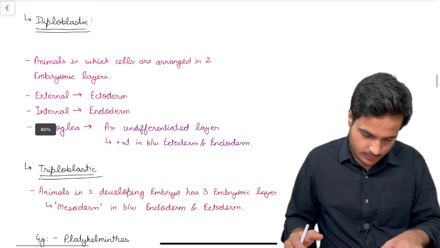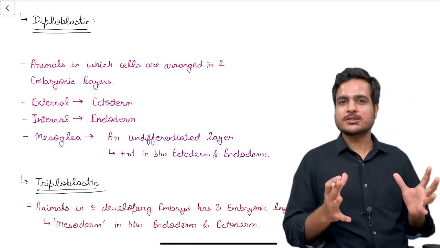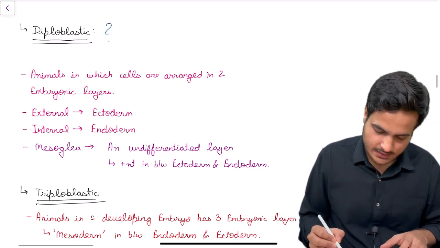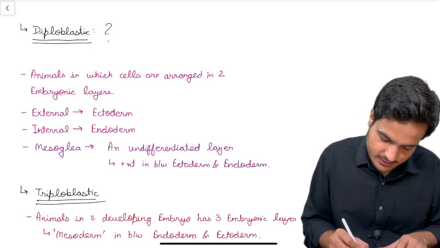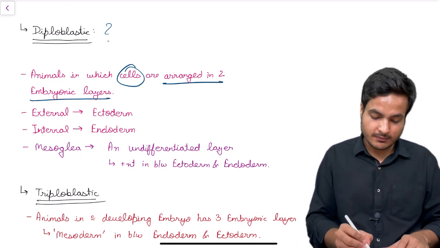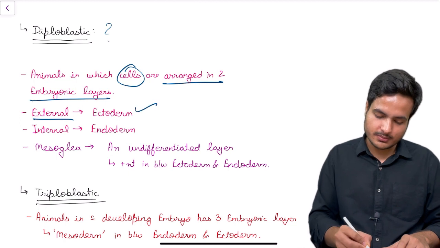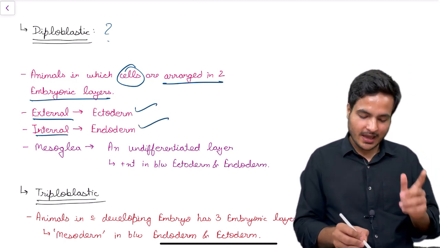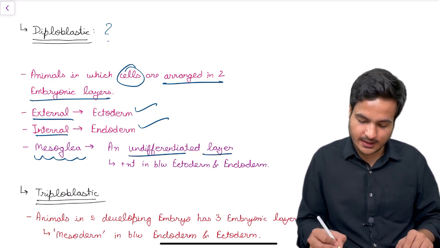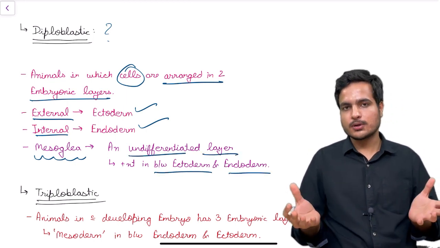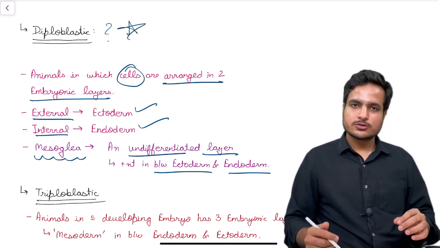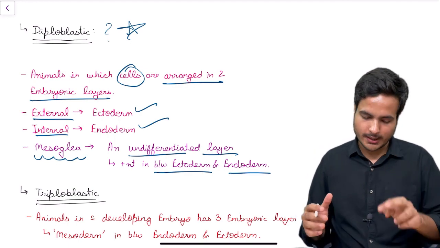Now coming to the real topic, and we have laid the foundation for this topic. Which organisms will be called diploblastic? Animals in which the cells are arranged in two embryonic layers, in which the external layer is called ectoderm, the inner layer is called endoderm, and we have a special layer called mesoglea, which is an undifferentiated layer just between ectoderm and endoderm. As we have already discussed, these are the important lines from NCERT. So diploblastic organisms have only two layers.